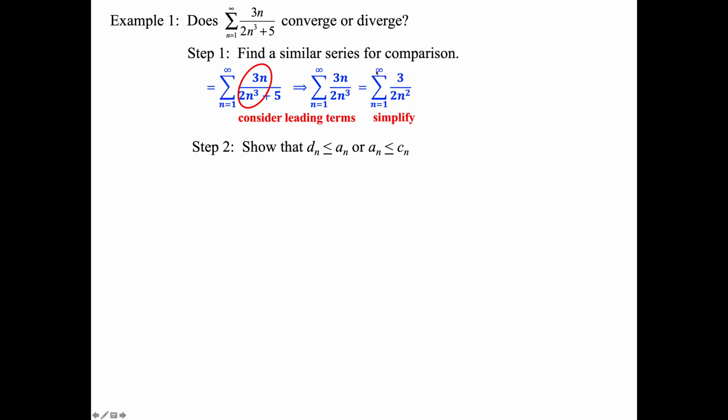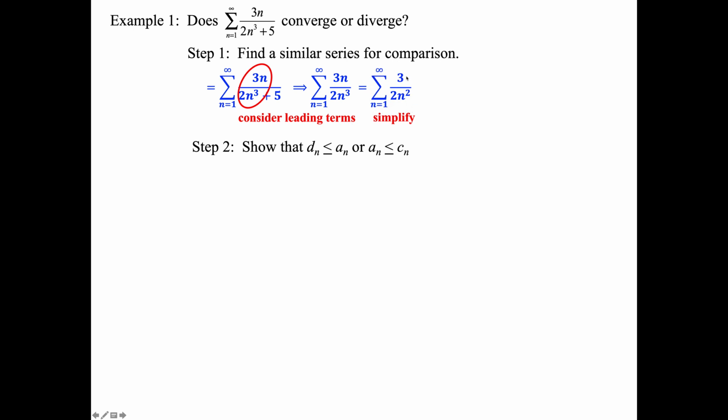All right, first example. Does the summation from 1 to infinity of 3n over 2n to the third plus 5 converge or diverge? So we need to find a similar series. So we take our series and we focus on the leading terms of the top and the bottom, because that was the same as what we did when we were finding horizontal asymptotes. We're figuring out the same thing, like what's our equation of the horizontal asymptote, or the limit is what we're doing here too. So focus on those leading terms, simplify that, and I can cancel an n. So it simplifies to this summation.